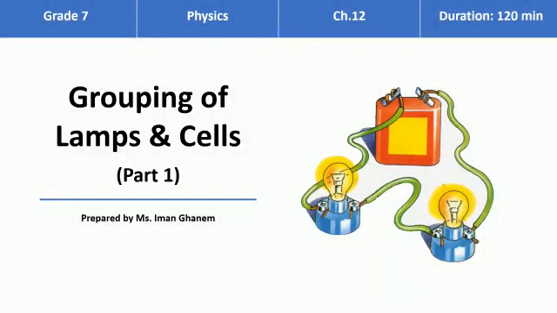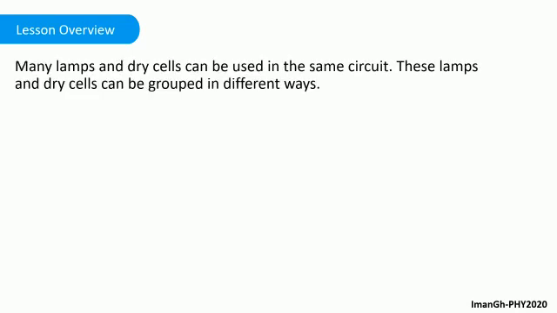Good morning, everyone. Today we will start with Chapter 12, Part 1, Grouping of Lamps and Cells. In the previous lesson, we learned how to measure current and voltage. In Chapter 12, we will discuss how to group lamps and dry cells in a circuit.